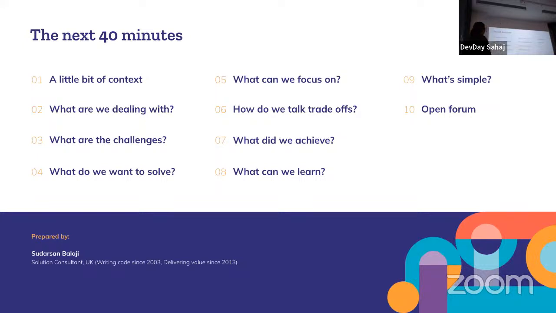Here's a rough agenda. First, we're going to go over a little bit of context of what it is that I'm talking about. Then we look at what we are dealing with, as in there's a problem, where are things right now? And then we look at what the challenges were. Then we ask, what do we actually want to solve? And then we figure out what we can focus on. And then we discuss trade-offs. And eventually, what did we achieve? And what can we learn from that? And then because I talked about simple, and I had no slide called What's Simple, people were like, what do you mean simple?